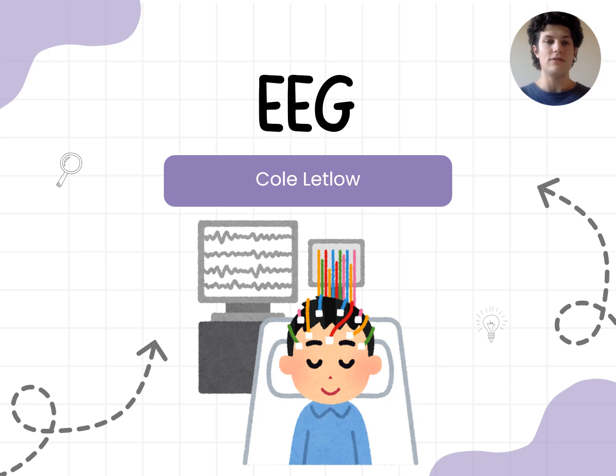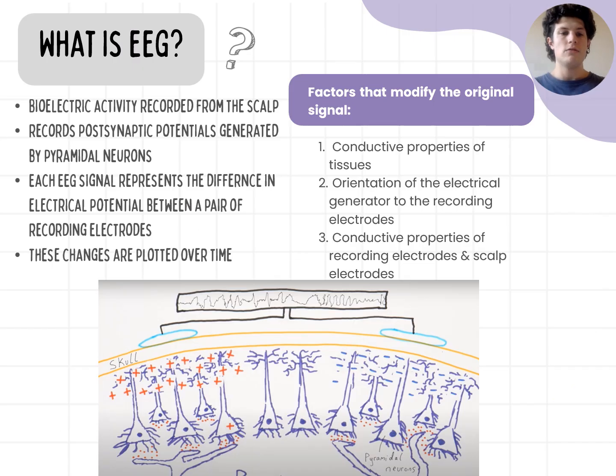My name is Letlow, and I am doing a presentation on electroencephalograms, also known as EEG. So what is EEG? EEG is a non-invasive form of neurophysiological monitoring that uses electrodes placed on your scalp to record the bioelectric activity of your brain.